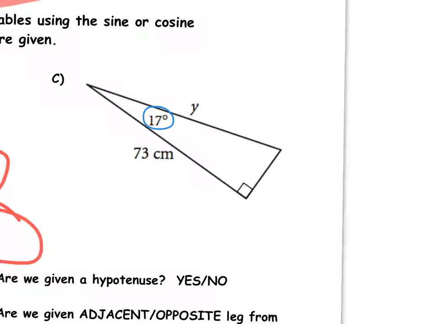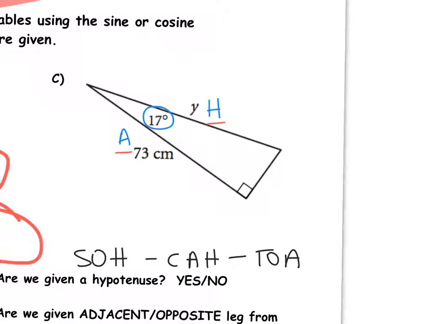The 73 is the adjacent, and then the Y is the hypotenuse. All right, so that's step number 1. Now I figure out what trig function uses A and H. So think SOH CAH TOA. Which one has A and H in it?